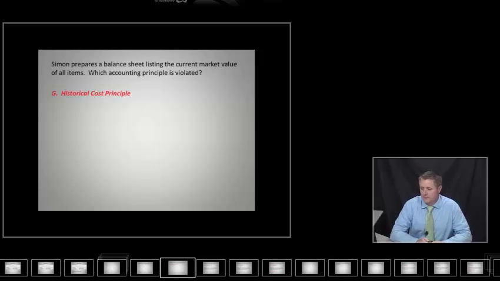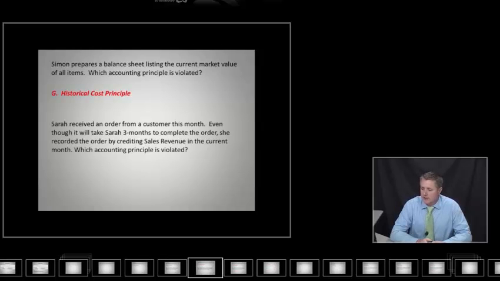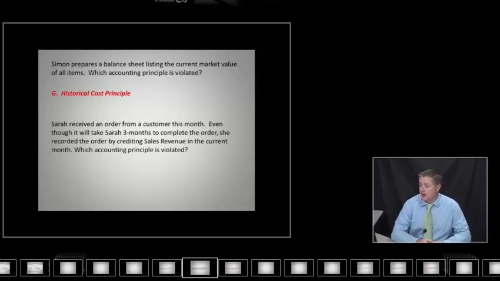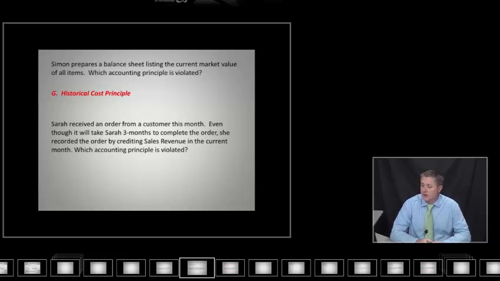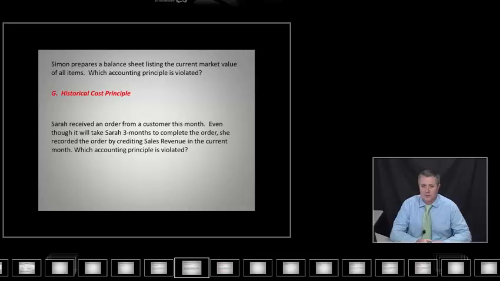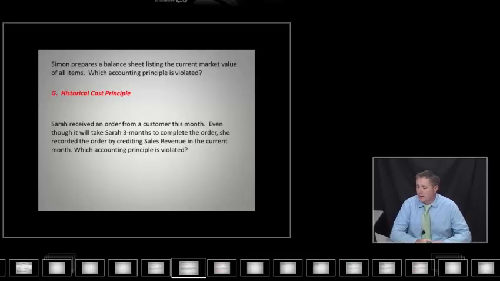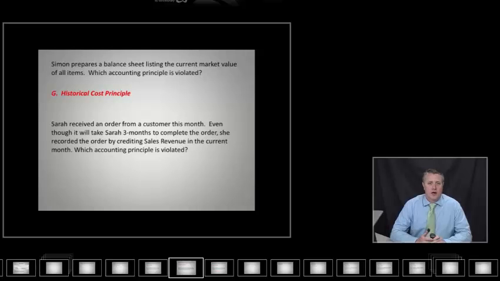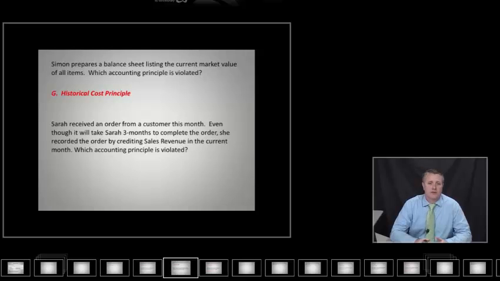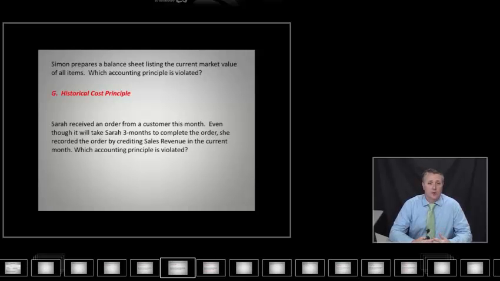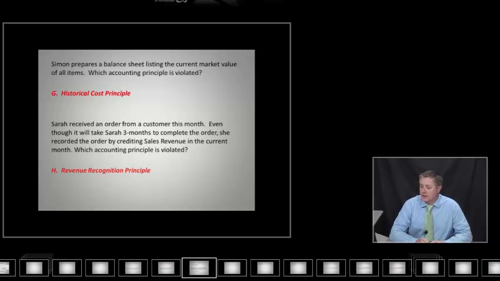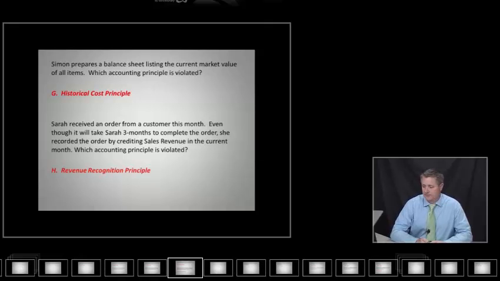Our next item: Sarah received an order from a customer this month. Even though it will take Sarah 3 months to complete the order, she recorded the order by crediting sales revenue in the current month. Which accounting principle is violated? Well, the issue here is basically that revenue cannot be recognized until it is earned. In this situation, Sarah received funds to complete an order, but she did not actually complete the order. So this is a violation of the revenue recognition principle.